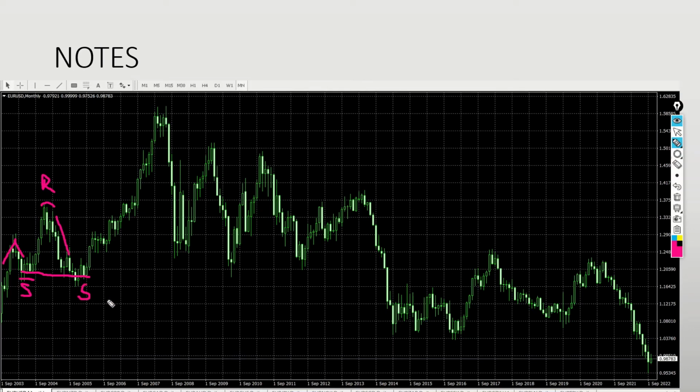Is it a valid support? No. Why? Because the level has not been tested 3 times. Okay, so your price goes high, hits this level, then it comes back down as this one becomes a resistance.